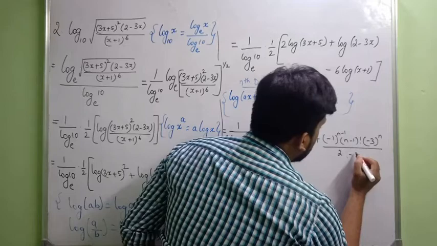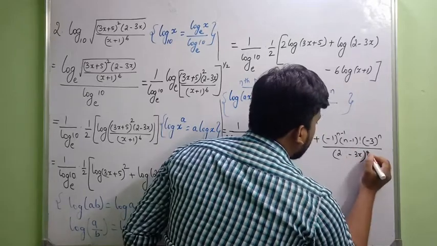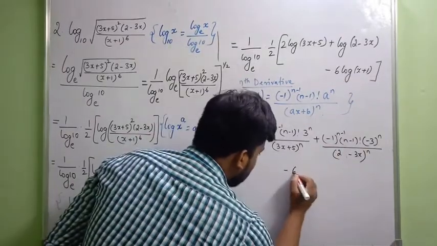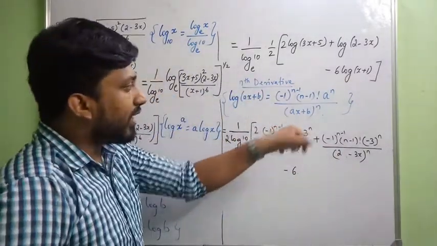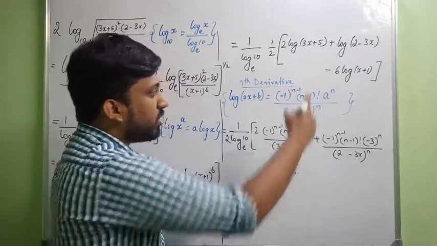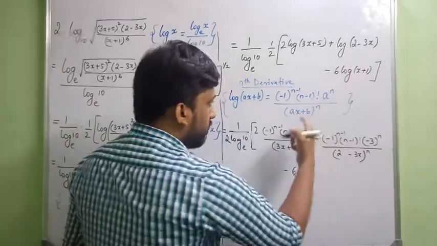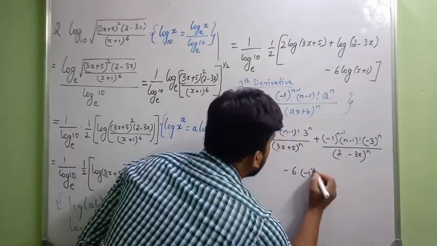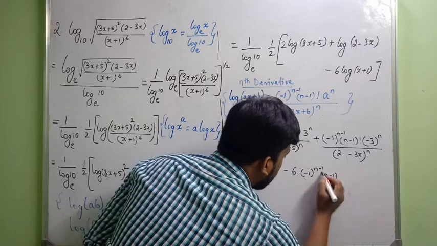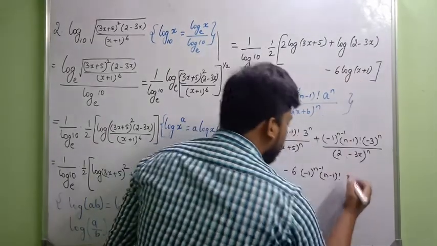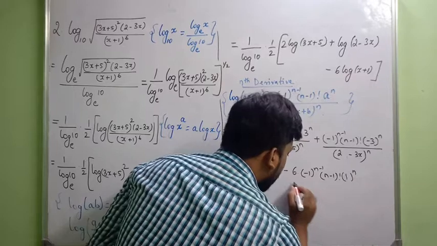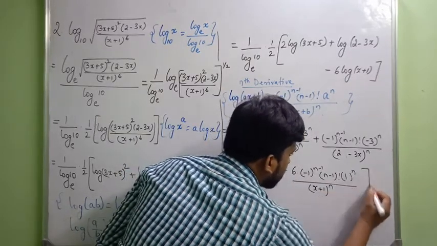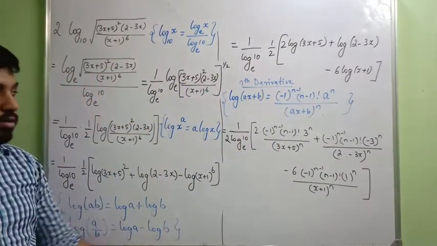Minus, we have 6 into log of x plus 1, which means a is 1. It is ax plus b. So I will be applying this formula: minus 1 to the power of n minus 1, n minus 1 the whole factorial, here a is 1, to the power of n, divided by x plus 1 to the power of n. Okay, so this is the solution.